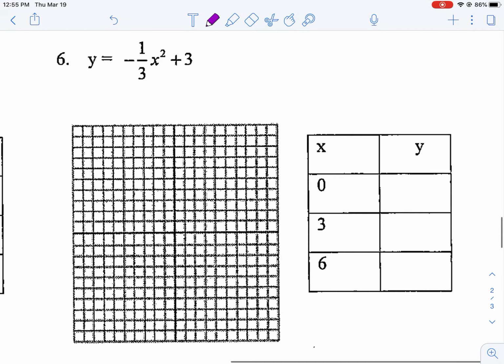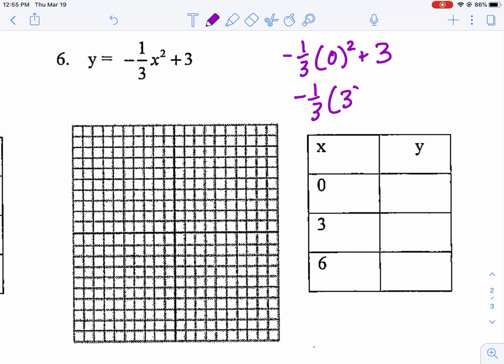Okay, number 6. Let's plug in our values here. Negative 1/3 times 0 squared plus 3. Negative 1/3 times 3 squared plus 3. Negative 1/3 times 6 squared plus 3. Remember, 0 squared is 0. 0 plus 3 is 3. 3 squared is 9. Negative 1/3 times 9 is negative 3. Negative 3 and 3 is 0.